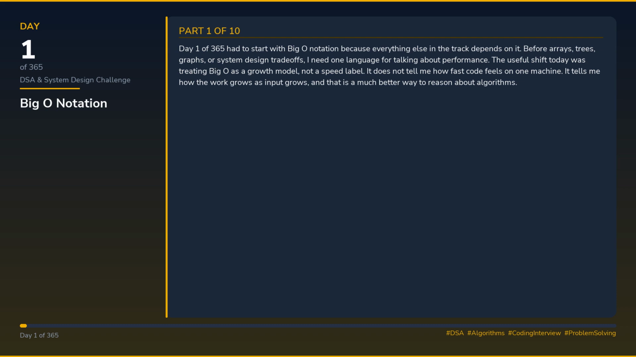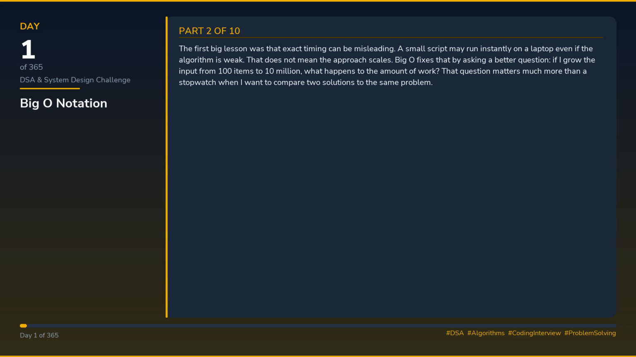It tells me how the work grows as input grows, and that is a much better way to reason about algorithms. The first big lesson was that exact timing can be misleading. A small script may run instantly on a laptop even if the algorithm is weak. That does not mean the approach scales. Big O fixes that by asking a better question. If I grow the input from 100 items to 10 million, what happens to the amount of work? That question matters much more than a stopwatch when I want to compare two solutions to the same problem.